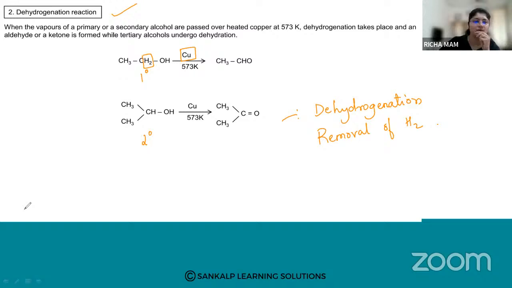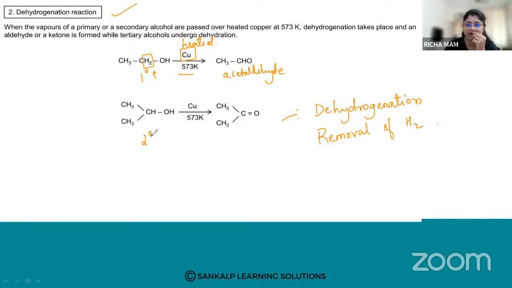Yes. So what happens when we have a primary alcohol and we treat it with copper? We are heating the copper at 573 Kelvin, and we get an aldehyde. So this is acetaldehyde. This acetaldehyde is what you can obtain by dehydrogenation. Dehydrogenation means removal of a hydrogen molecule. So the H2 molecule is removed and we get acetaldehyde.